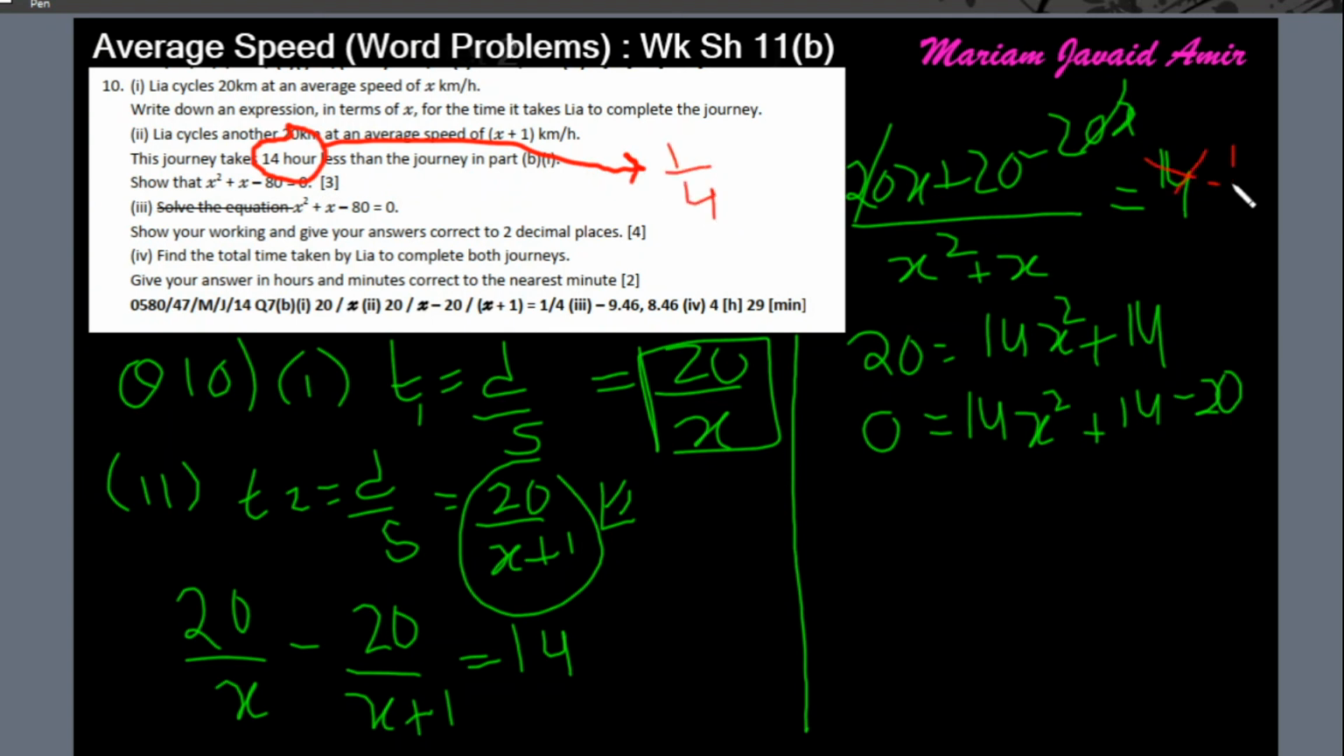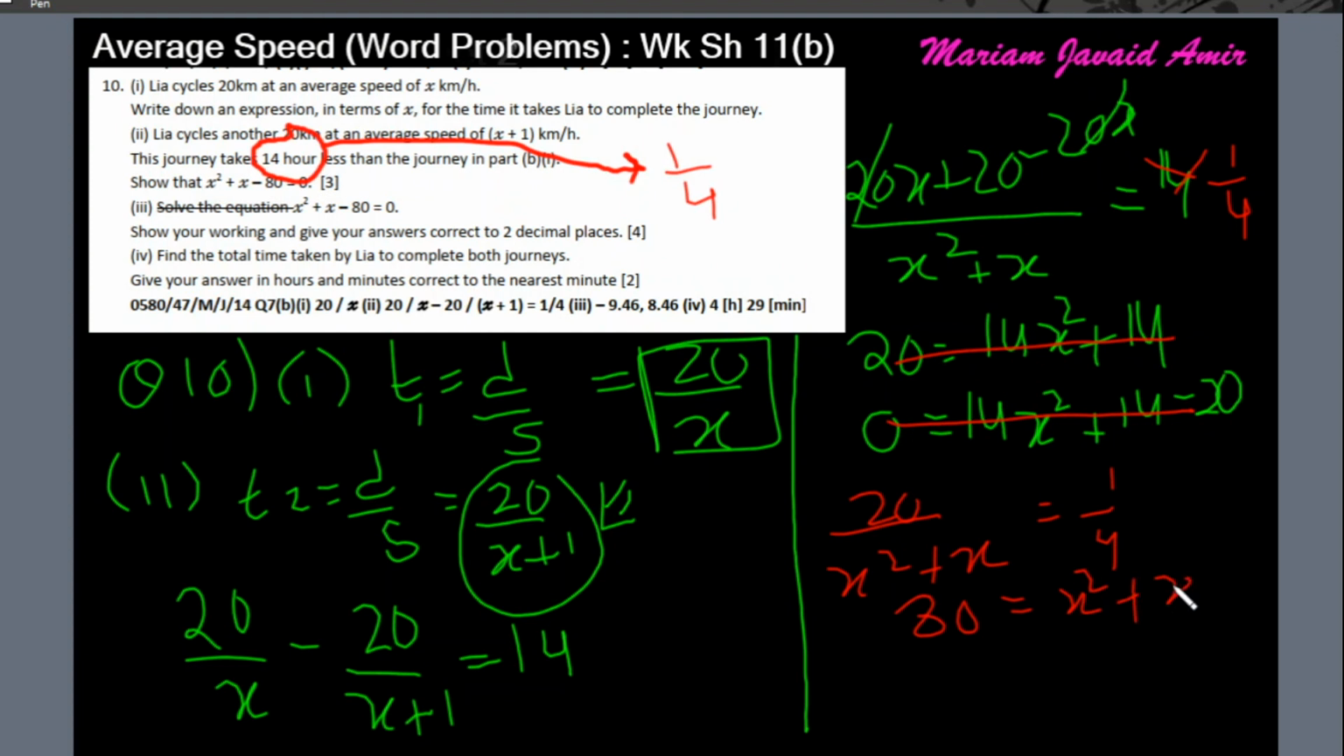So from here we'll get 20 over x square plus x equals 1 by 4, which gives us 80 equals x square plus x. 0 equals x square plus x minus 80, and we've shown the desired result.